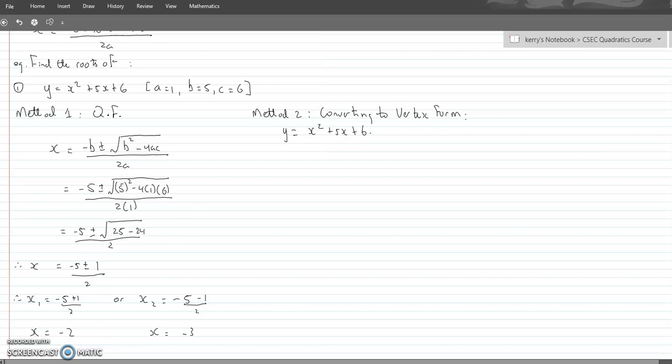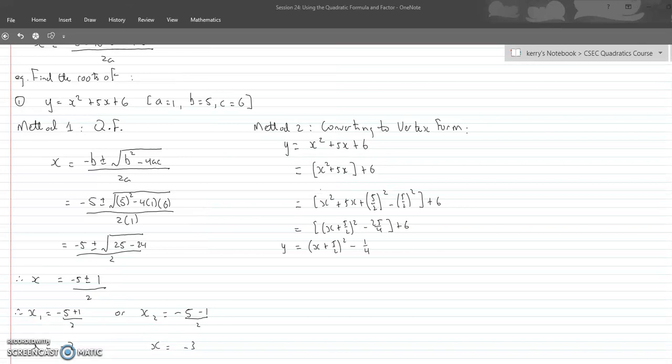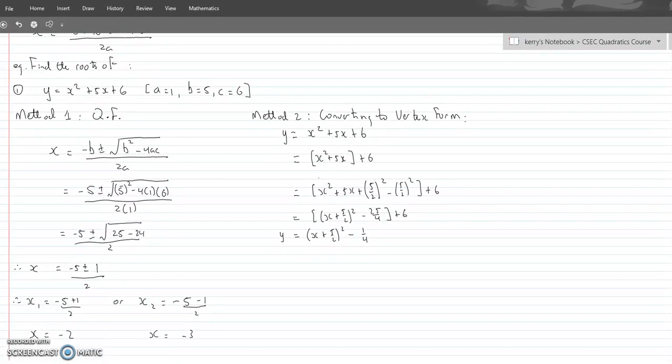I'll pause the video to do it on the side to save some time, but you all know how to convert to vertex form. If you don't, you have to drop back about 3 or 4 videos to see it. So this here is our quadratic written in vertex form. Feel free to pause it, go through the steps, and make sure that you remember how to complete the square of a quadratic.